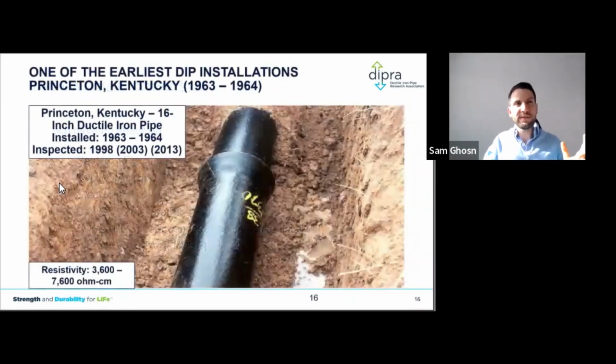This is one of the earliest installations of ductile iron pipe in the 60s. Look at this photo, folks, and you could see how beautiful the pipe is looking after 60 years. You can still see the hand markings on that pipe. And so how come this pipe lasted for so long and it's still in service? Still looks brand new, no corrosion control on it, and very good soils. And what I mean by that, look at the resistivity, 3,000 to 7,000 ohm-centimeter, which means very low conductivity of current in that kind of soil.